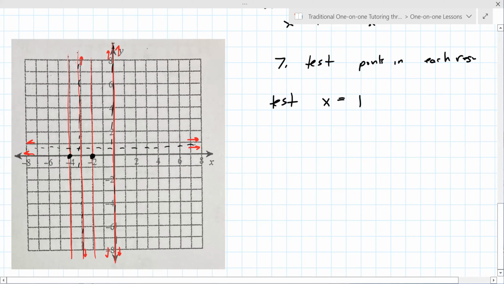The reason I'm testing x equals 1 is because it's to the right of this first line here. Now, do you know if you're going to be allowed to use a calculator on this test quiz?